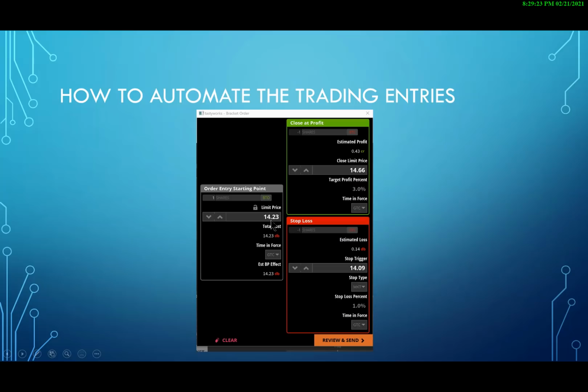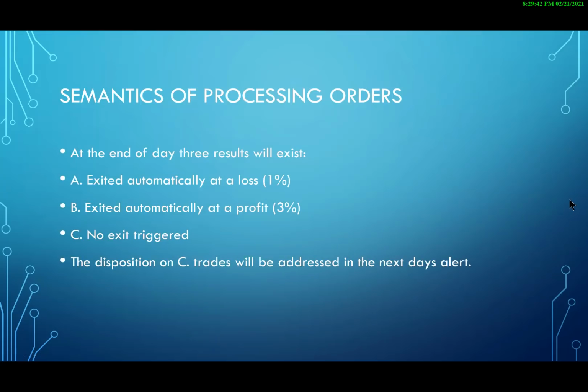But once you do get triggered in, and let's say here at this order price of $14.23, we now know that we are automatically going to get exited out at $14.09 if it goes against us, that's a 1% loss, and we're going to get exited out at $14.66, which is a 3% profit. All automated in the system, okay? So some of the semantics of processing orders.